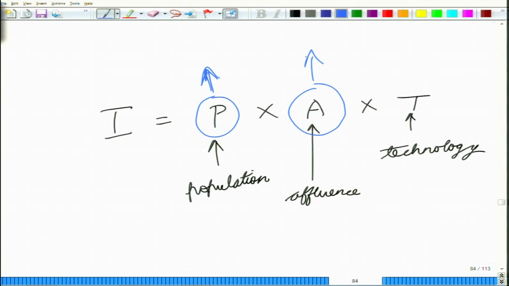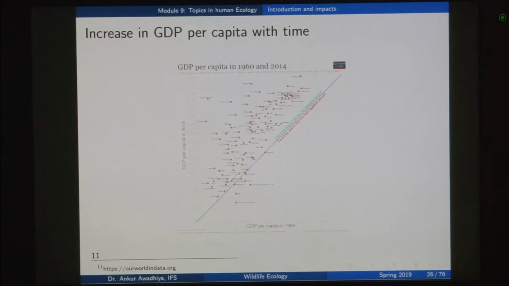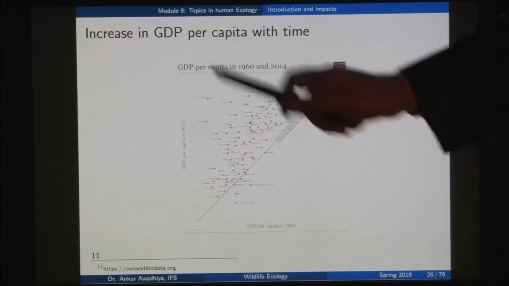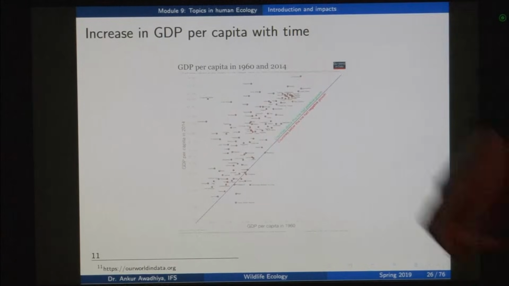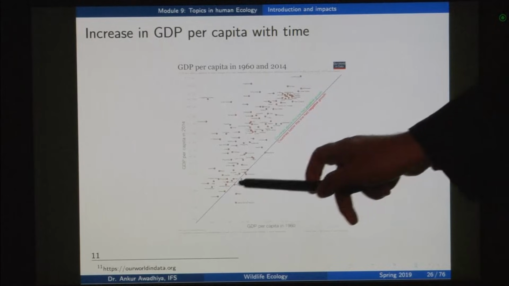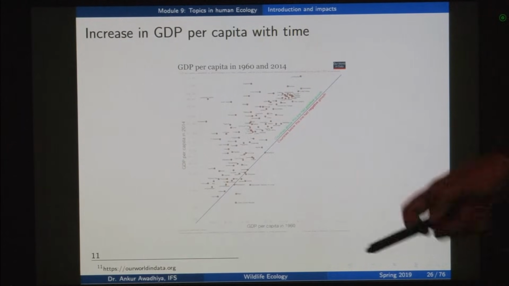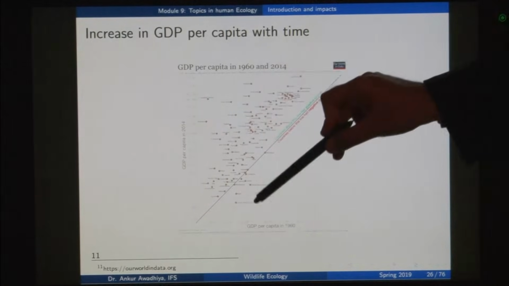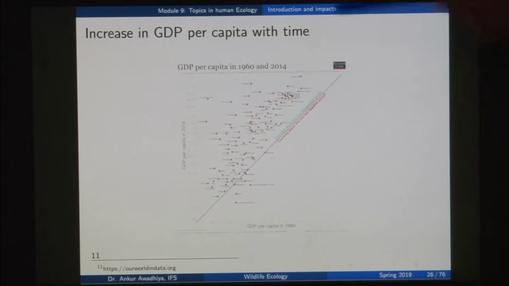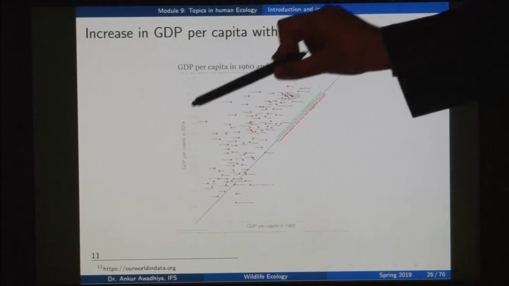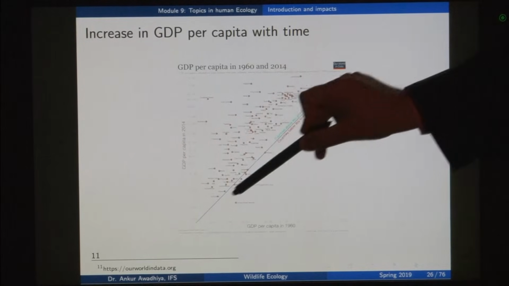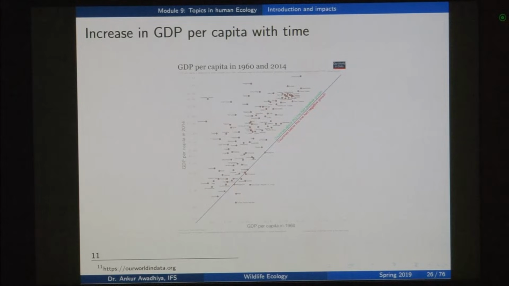So, the population is increasing, the affluence is increasing. And if you look at this particular chart, on the x axis we have GDP per capita in 1960, and here we have GDP per capita in 2014 for all these different countries. There are only a few countries for which the growth rate has not been enough, in which case the GDP per capita in 2014 is less than in 1960. But for most of the countries, the GDP per capita in 2014 is much greater than in 1960. So, for a majority of countries in the world, the GDP per capita has been increasing.